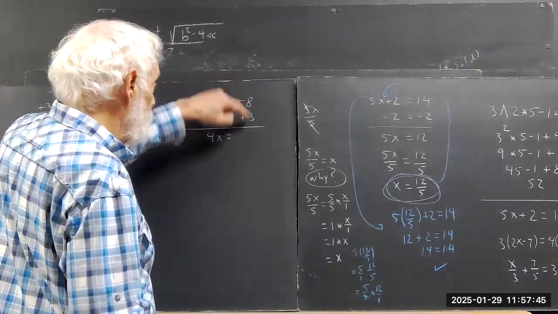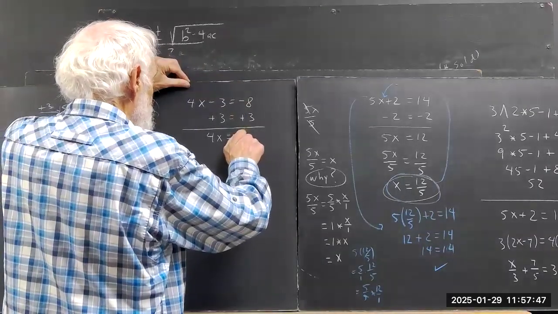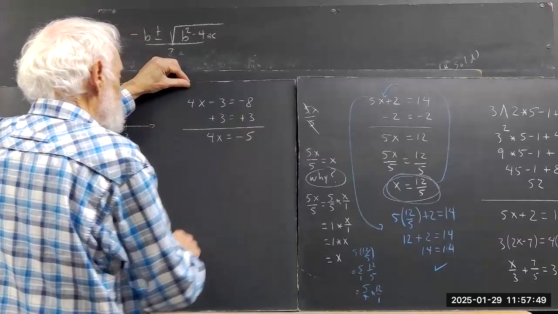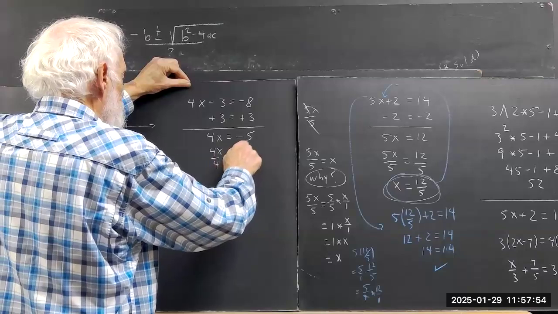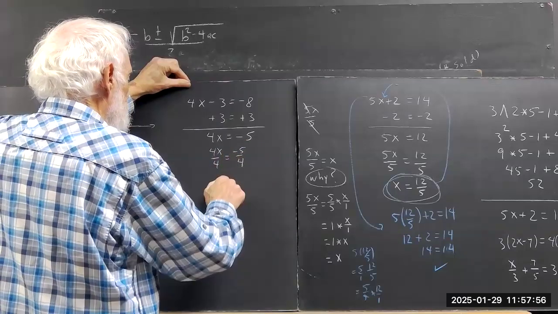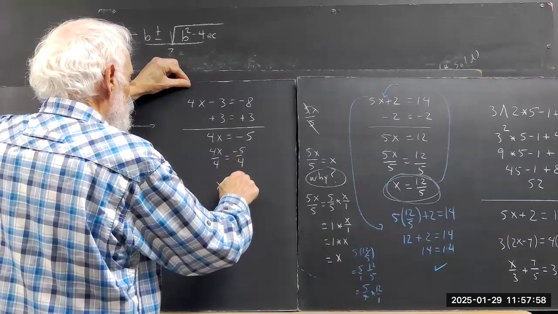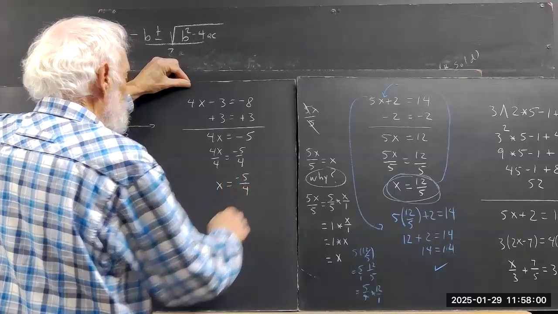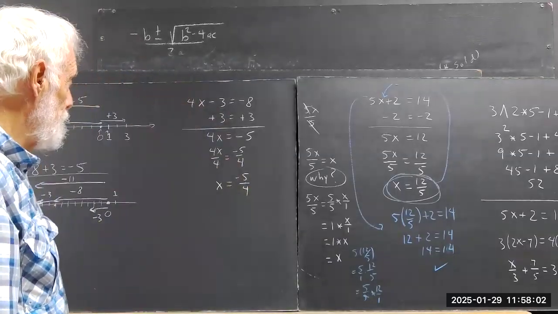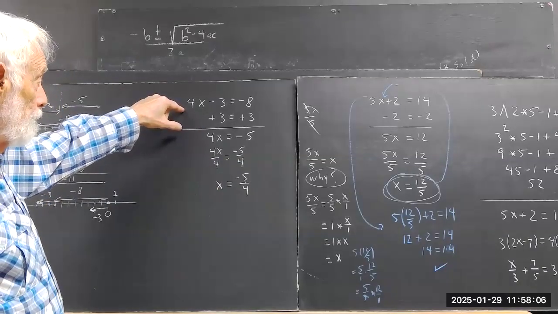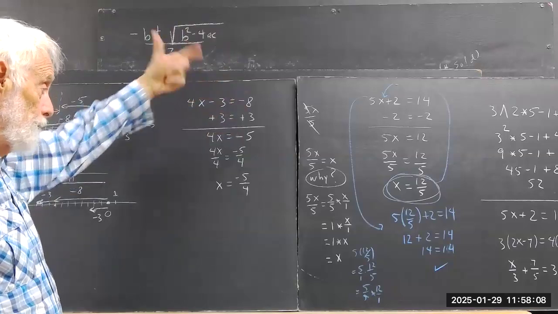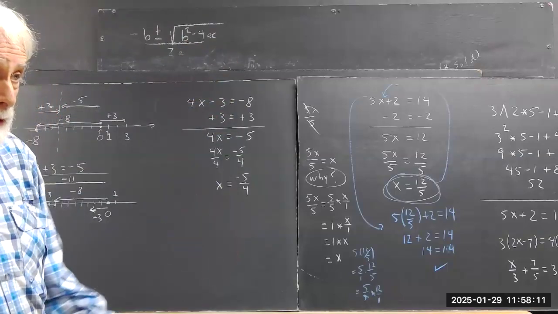Okay, so anyhow, negative 8 and 3 is negative 5. And then we do 4x over 4 equals negative 5 over 4. So we get x equals negative 5 over 4. And then we plug that back in here. If we multiply negative 5 over 4 by 4, we get negative 5, and negative 5 minus 3 is negative 8. And it checks. We're not going to write that out.